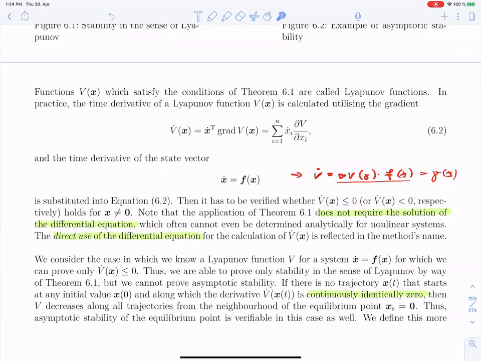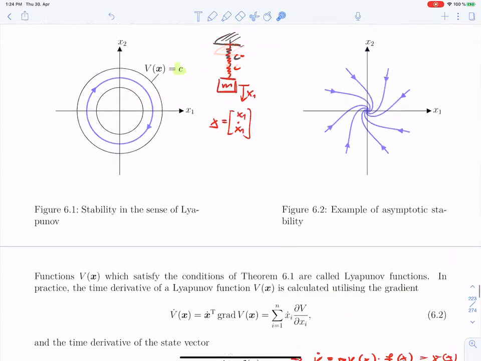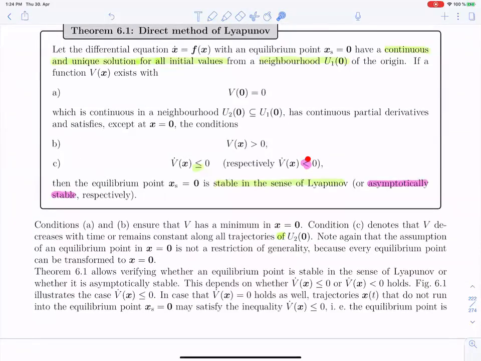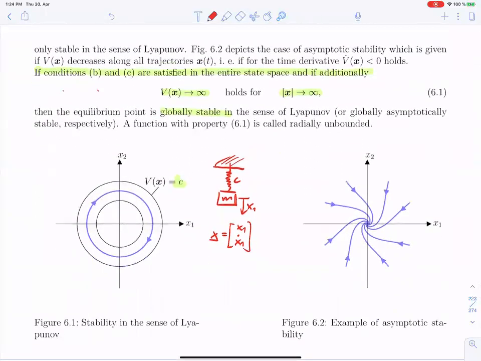Okay, it's either less than 0 or less or equal than 0. So this is the reason why it's called the direct method. You use the differential equation directly. You don't have to solve the state differential equation. And then there's something else you might have noted before. It makes a difference whether we have v dot always less than 0 or less or equal than 0. Obviously in this case here, v dot is always equal to 0. So there's no way we prove stability. In this case here, obviously, v dot is always less than 0.